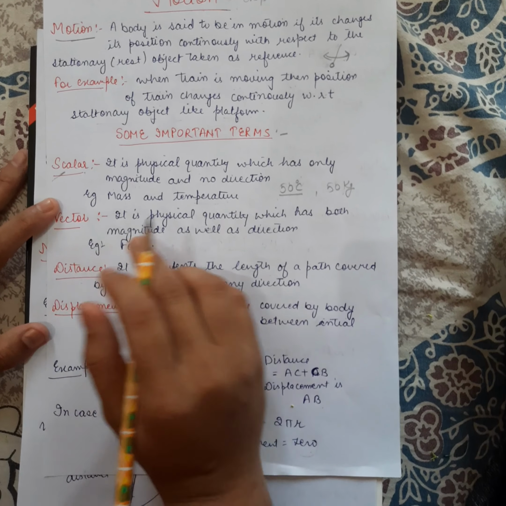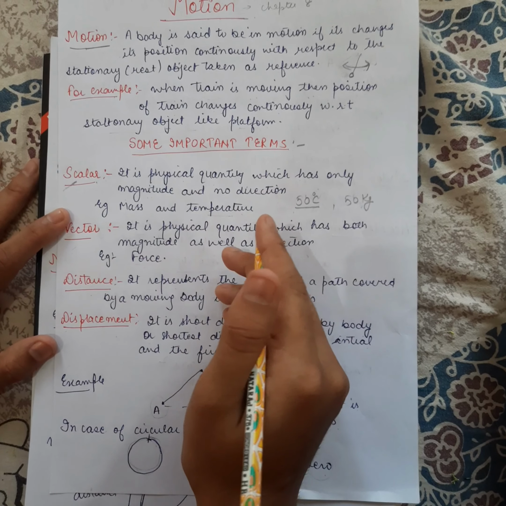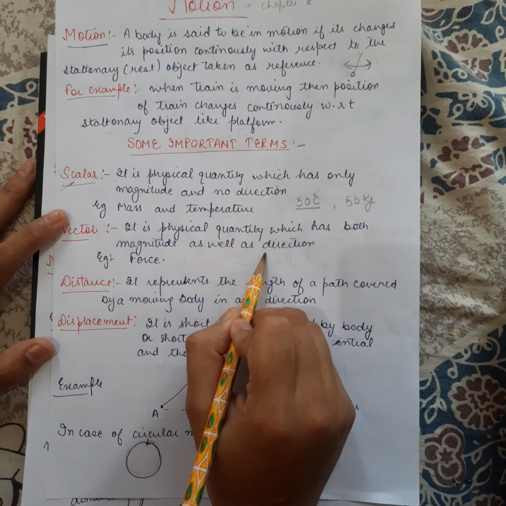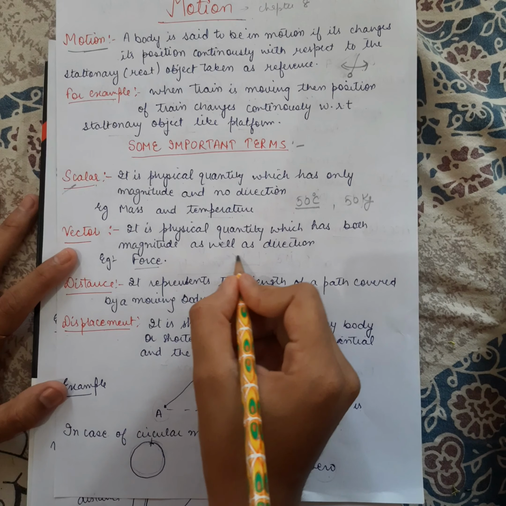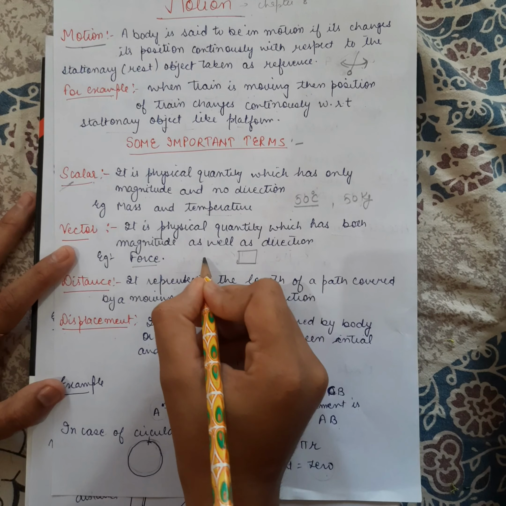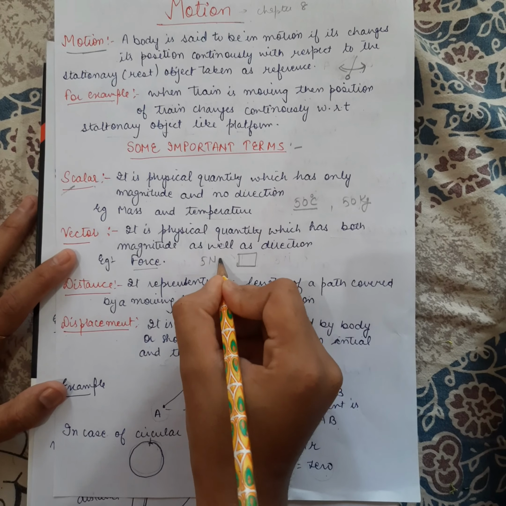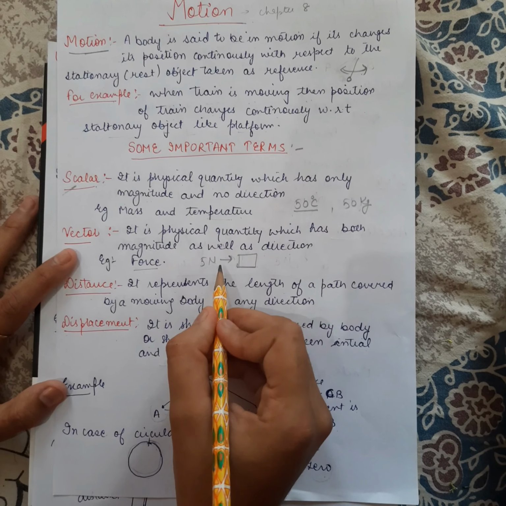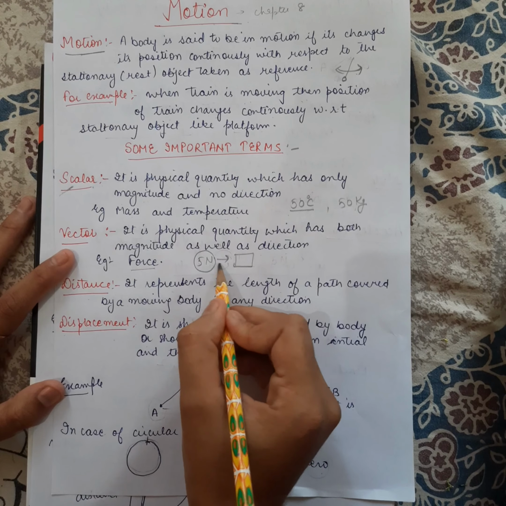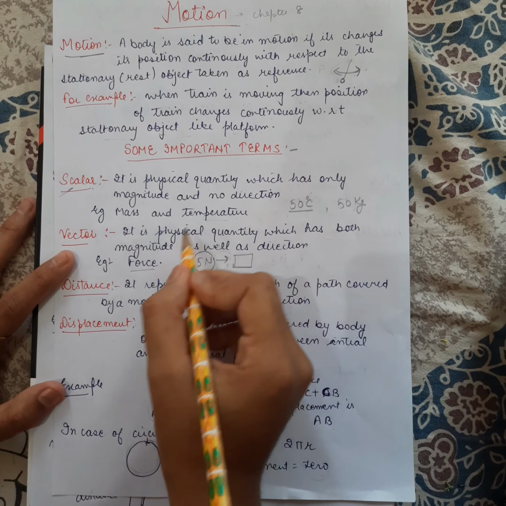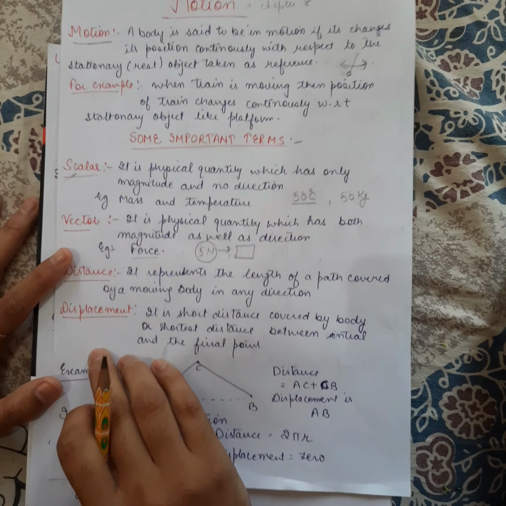Next is vector quantity, the quantity which has both magnitude as well as direction. Example, force. If we are taking a block over here and we are applying 5 Newton force in this particular direction, there is both magnitude, that is 5 Newton, as well as direction, like in this form. So, force is a vector quantity.